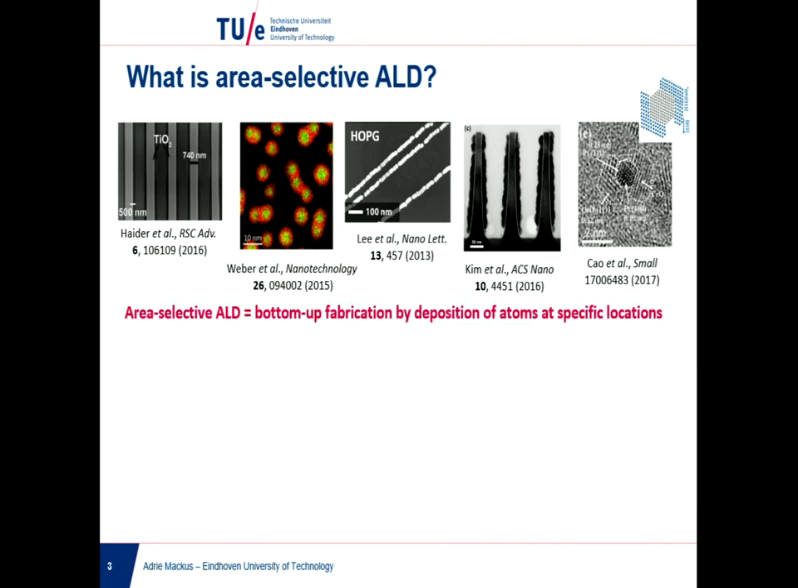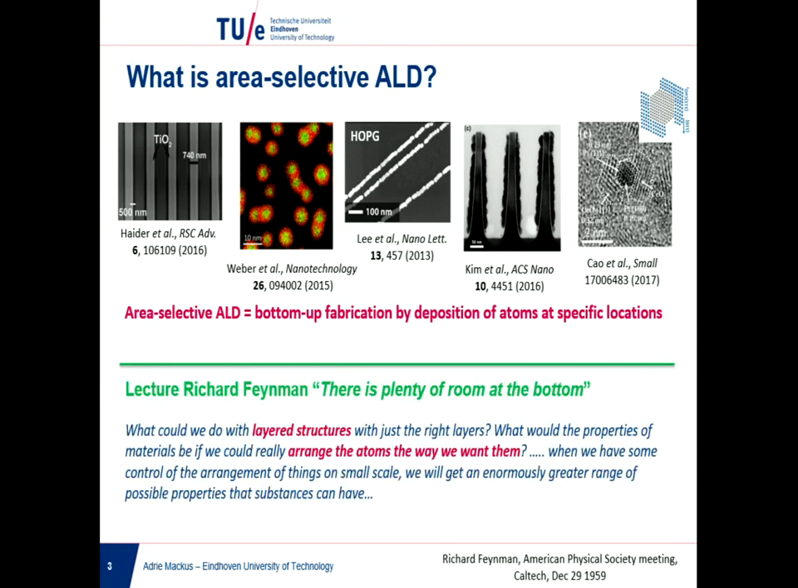Taken together, we can describe this as bottom-up fabrication by deposition of atoms at specific locations. We're using atoms as building blocks in the same way as in building technology you use bricks. And in a way this addresses a long-held dream in the field of nanotechnology. You can, for example, think about the famous lecture of Richard Feynman, There's Plenty of Room at the Bottom. This was in the 1950s.